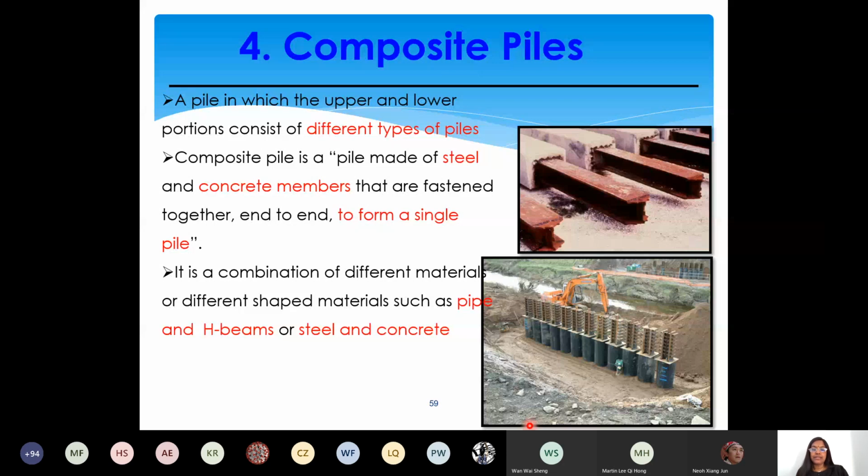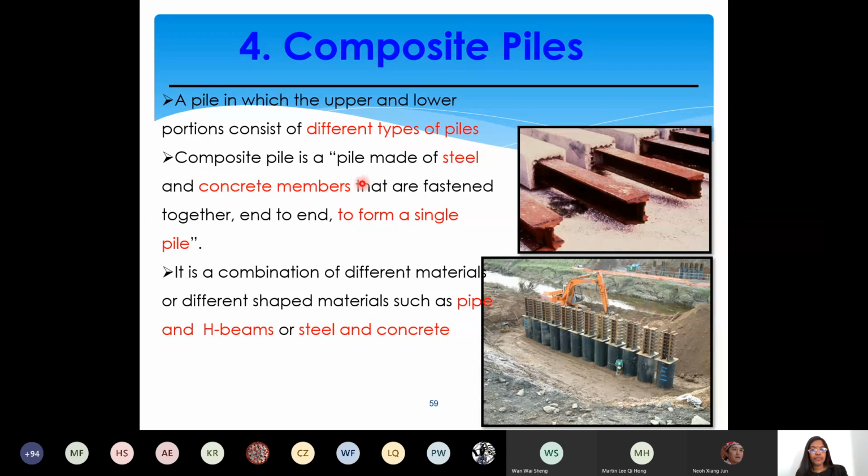Lastly, composite piles. Mainly we classify piles into concrete, steel, and timber. You can also have a combination of all these three, or extra material like plastics can also be used. We will see how it is. A pile in which upper and lower portions consist of different types of piles.